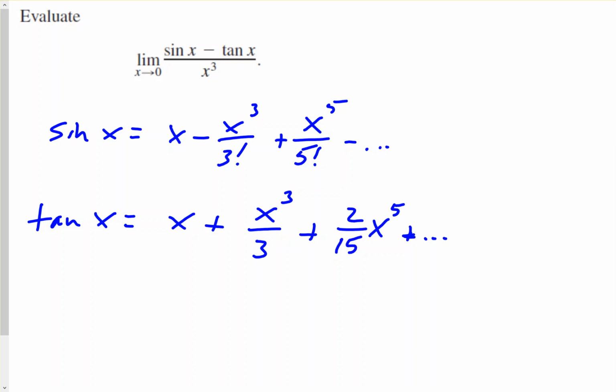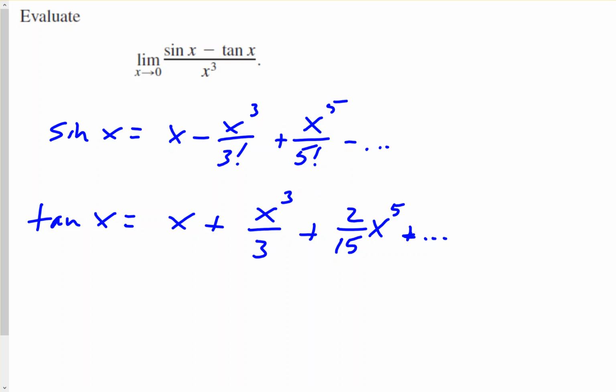Okay, so we could subtract these term by term. So sine x minus tangent x. If we subtract these term by term, we have x minus x, 0. We have negative x cubed over 3 factorial minus x cubed over 3.